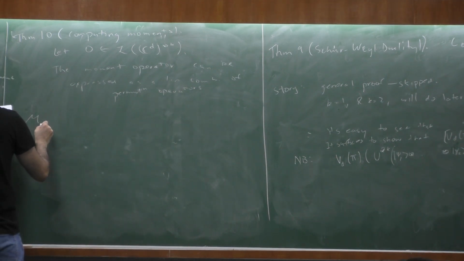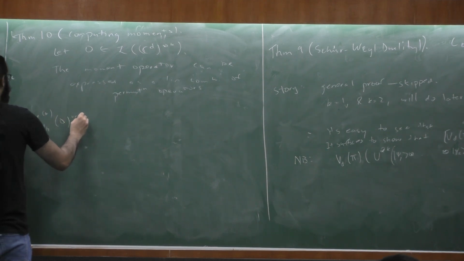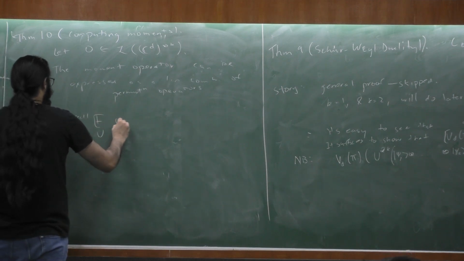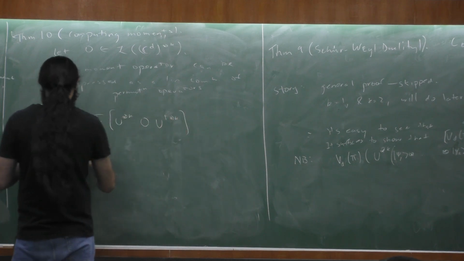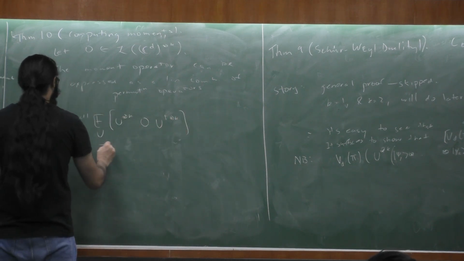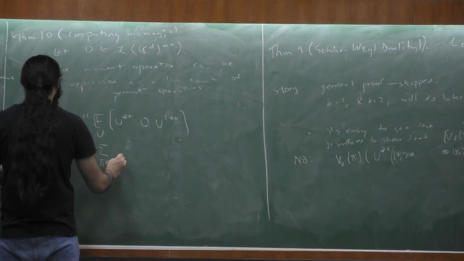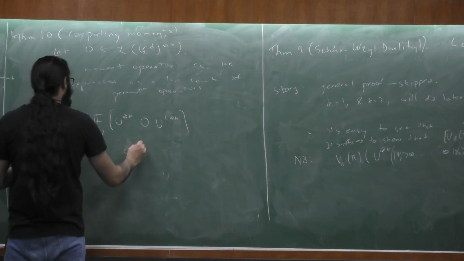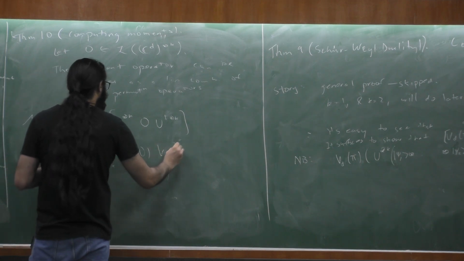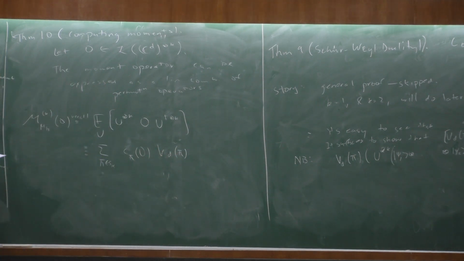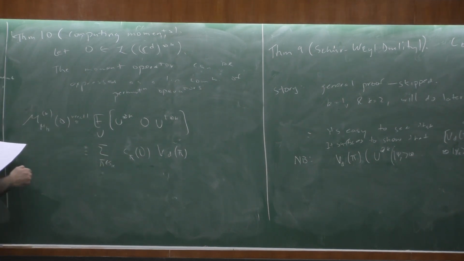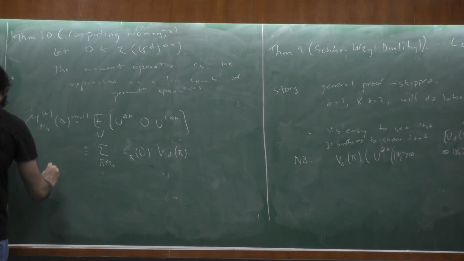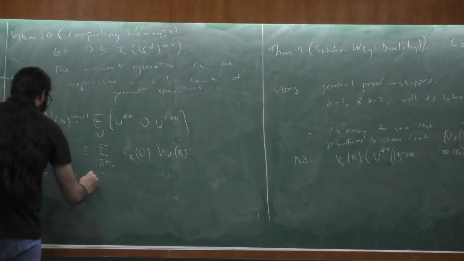So the statement is the following, M^k of O. Recall this was just the expectation over U tensor k acting on O, U dagger tensor k. And this thing is the same as the sum over pi in the symmetric group of some coefficient indexed by pi for the operator O, times V_d(pi). It's almost like an orthonormal basis expansion, but here it's just a linear combination, so the coefficients are given by C_pi(O).